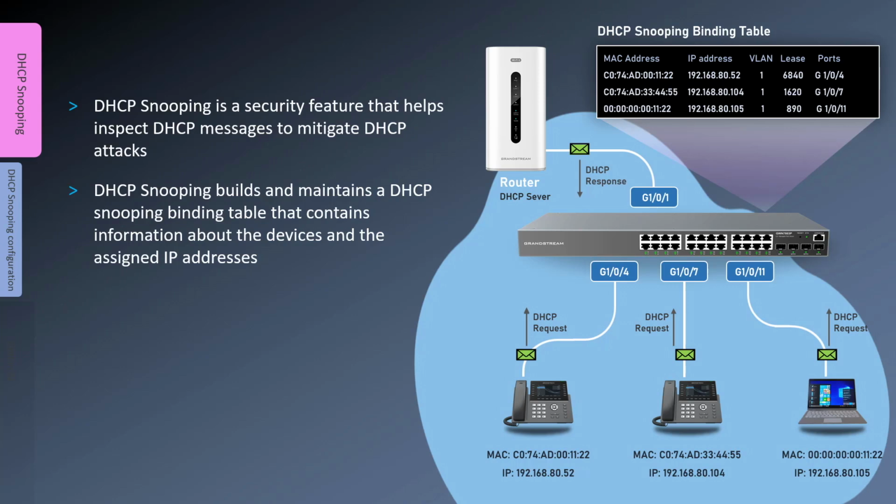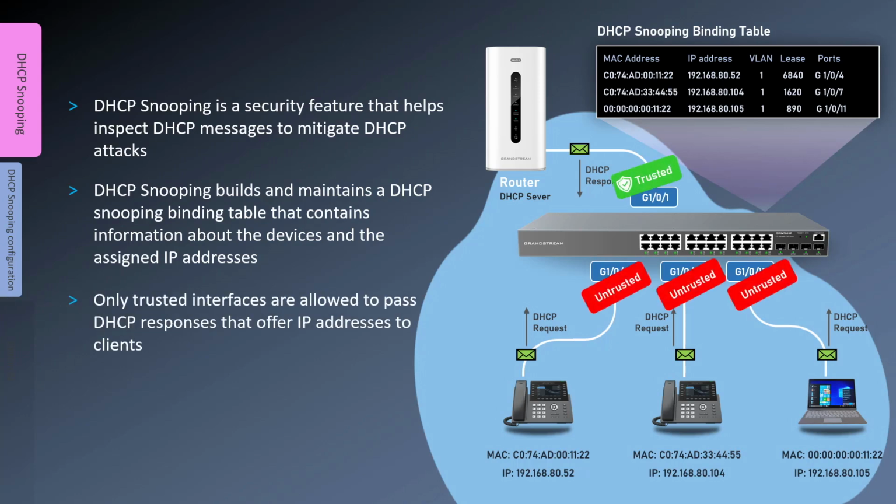To mitigate DHCP spoofing attacks, DHCP snooping can specify the switch interface which is allowed to provide DHCP responses, and that is usually the interface connected to the router or a DHCP server. All other interfaces will be labeled untrusted and can only send DHCP requests. If the switch detects a DHCP response from an untrusted interface, it will not forward it.